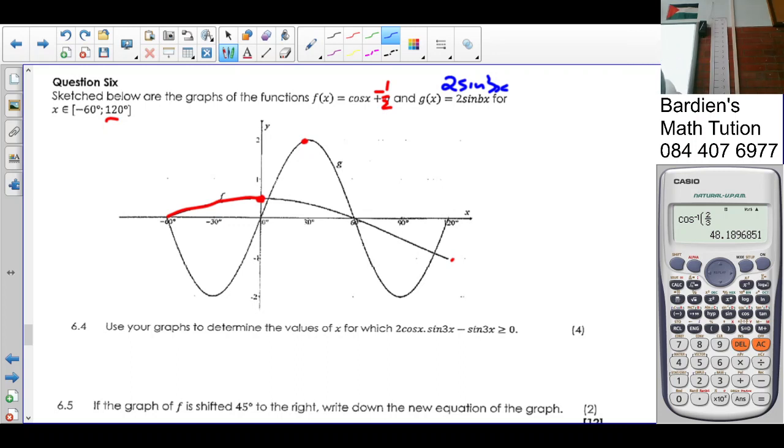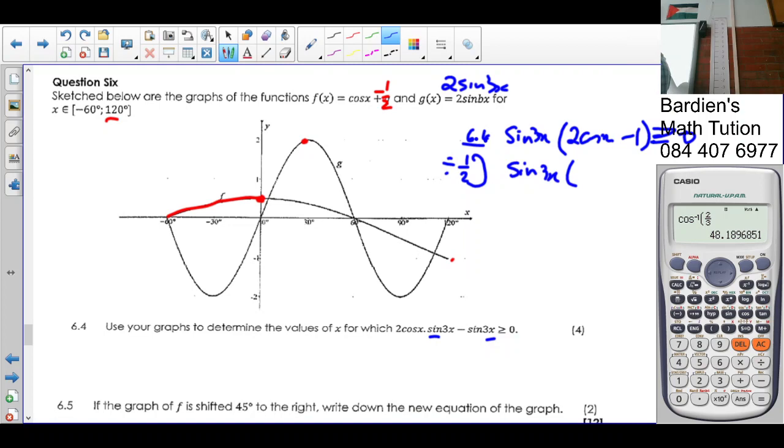You're firstly seeing a common factor here. Common factor of what? Sine 3x, which is one of the graphs here. If I take out the common factor, I'm left with 2 cos x minus 1. It has to be greater than or equal to 0. If I divide throughout by a half, then this would be sine 3x. Sorry, not divide, multiplying it by half.